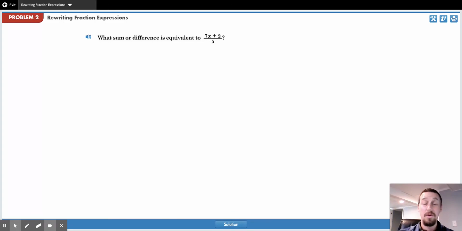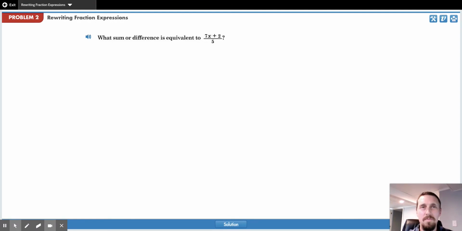Okay, third example. In this case, we are going to find what sum or difference is equivalent to 7x plus 2 divided by 5. Now, if I were saying this out loud, I would probably say quantity 7x plus 2 divided by 5. You could even write this with the parentheses on top, but that division bar implies the parentheses.